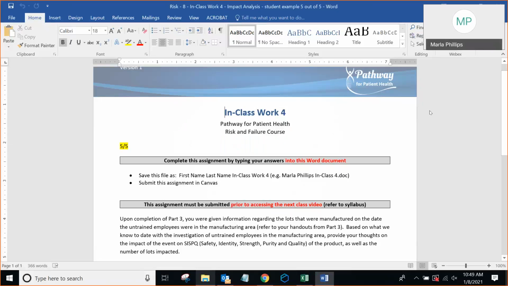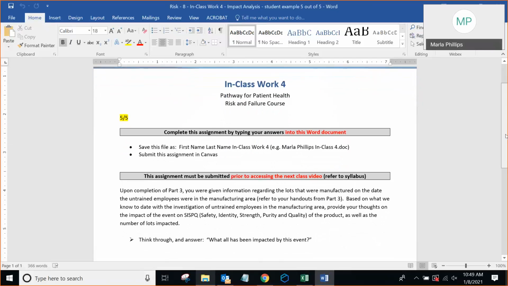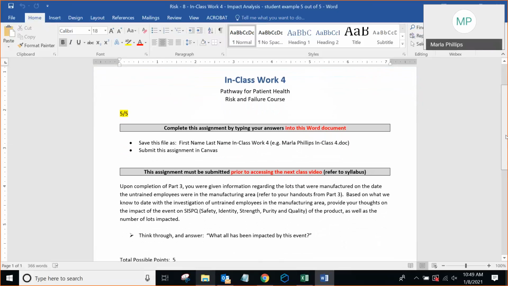So they're new employees. I guess they didn't realize they should have been trained, or what they should have been trained on, and somehow they started doing some work in that area. So we're trying to get students to understand what's the bigger impact.